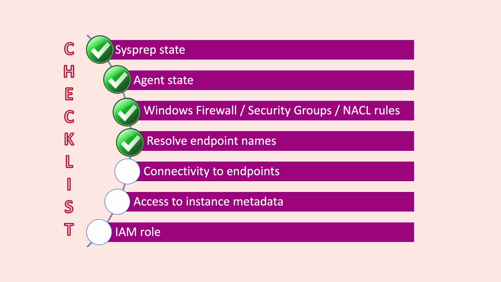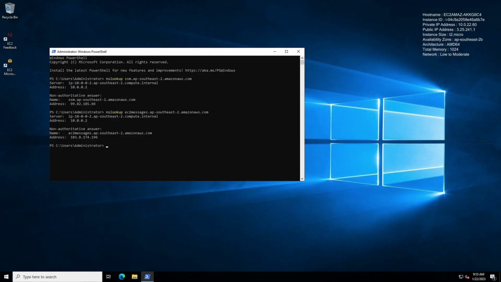With the successful name resolution of the endpoints, we can now test the connectivity to those endpoints. Next, we'll verify the connectivity to these endpoints on TCP port 443. Since we've already verified the outbound firewall rules of the Windows firewall, security group, and NACLs, this should be a straightforward connectivity and our check should pass. So let's just verify that.